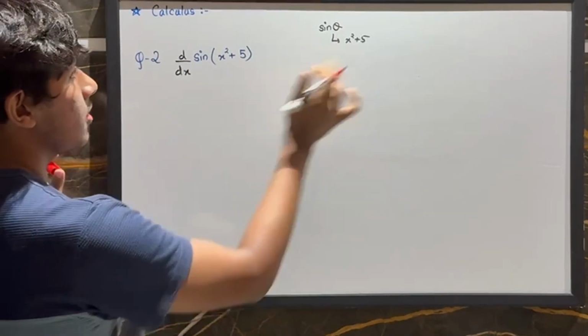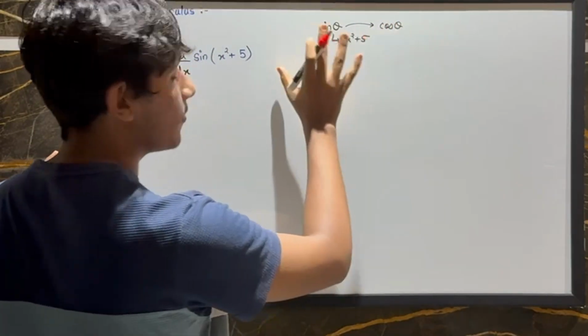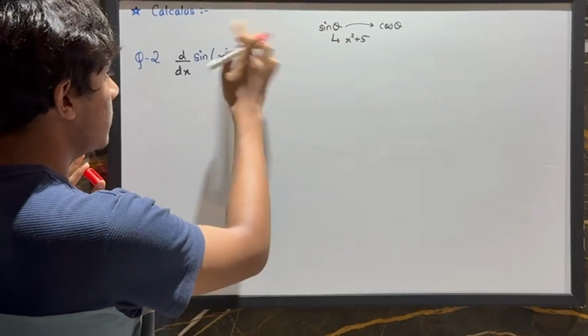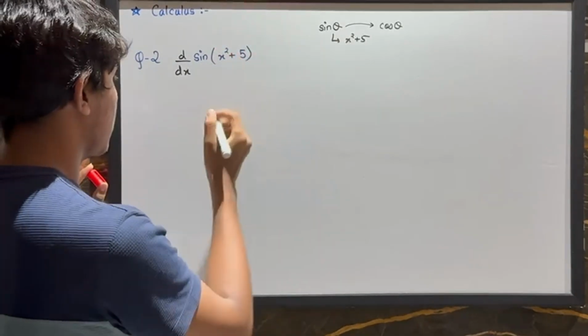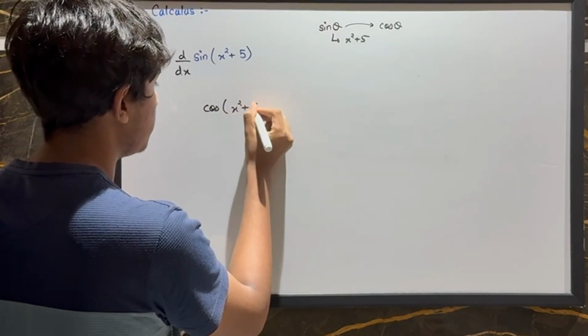First of all, the thing that we know is the differentiation of sin x is cos x. Like the differentiation of sin θ would be cos θ. So in this case, the differentiation of sin of this thing would be cos of this thing. So it would be cos(x² + 5).